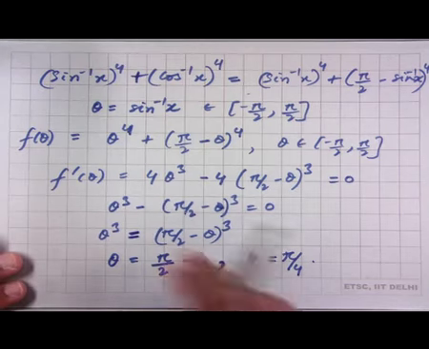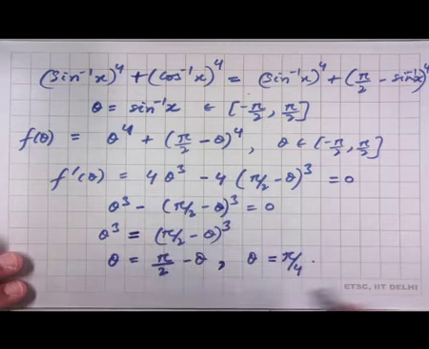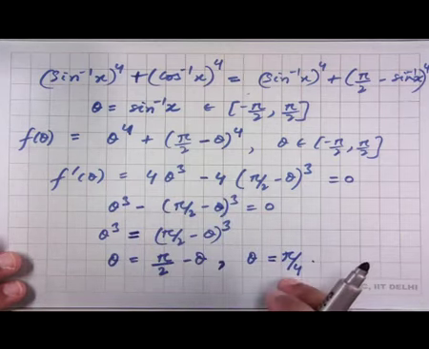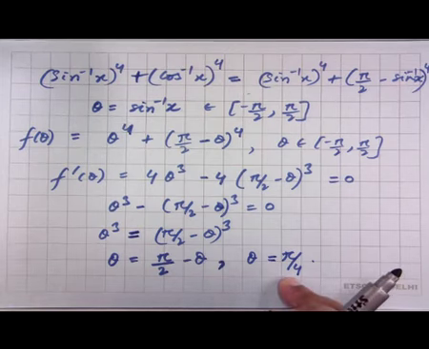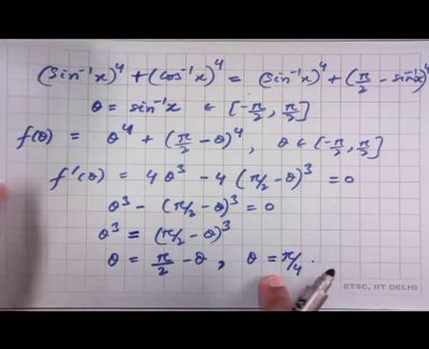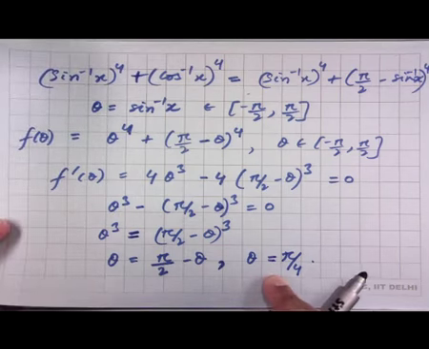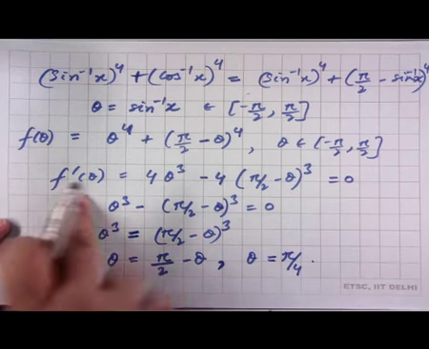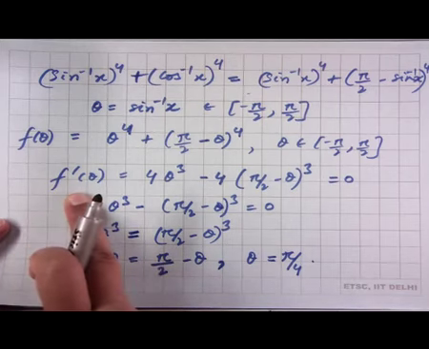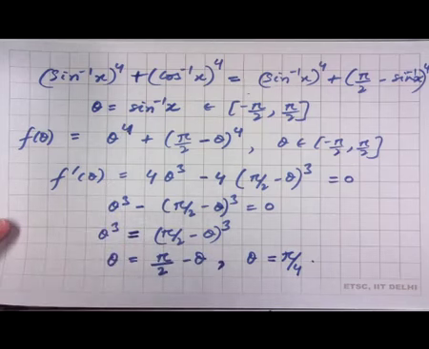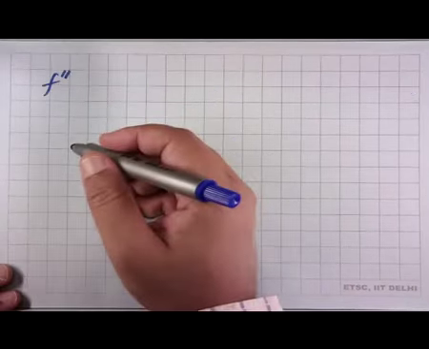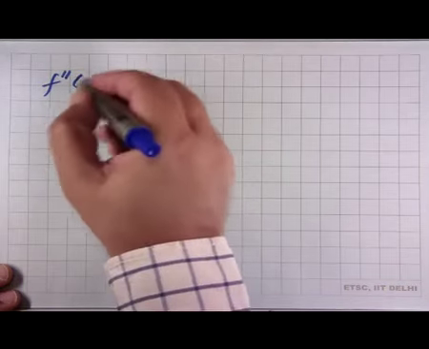And because x is sine of theta, the corresponding value of x is going to be sine of pi by 4, which is 1 over root 2. Now, we have to see whether this is a maxima or a minima point, whether it is a maximum or a minimum, for which we have to take the second derivative of this function f theta with respect to theta.